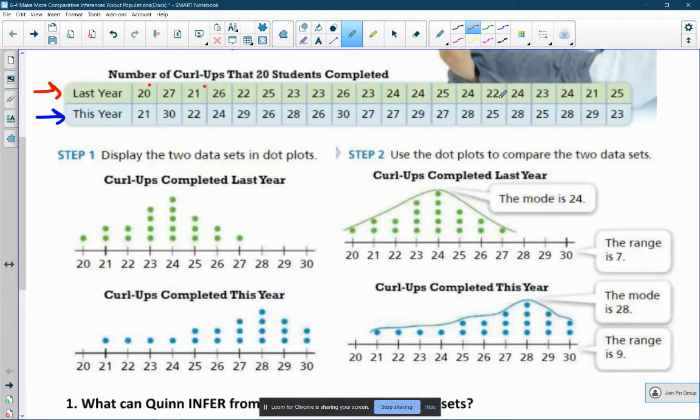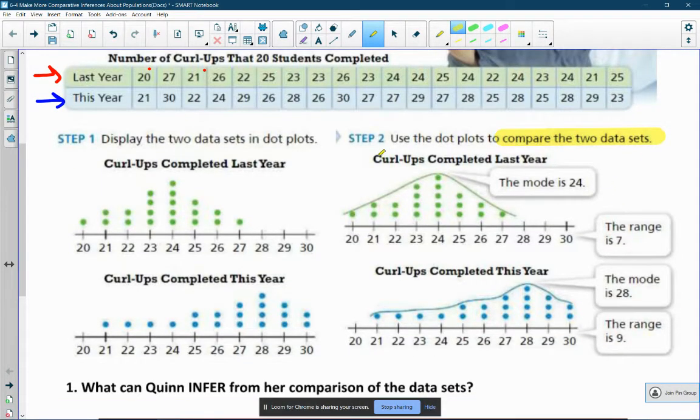Now step 2, we're going to use the dot plot to compare the two data sets. So big word, compare the two data sets. When we look at this first dot plot on top, this is last year's. Now, what we have here in this little arrow, the mode. What you should know is that the mode stands for the most occurring number. So I can look at this and say the number here that has the most dots is 24. That means the most common number of curl-ups students completed was 24. And here we see 5 dots, so 5 students completed 24 curl-ups.